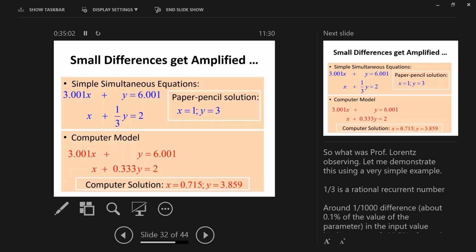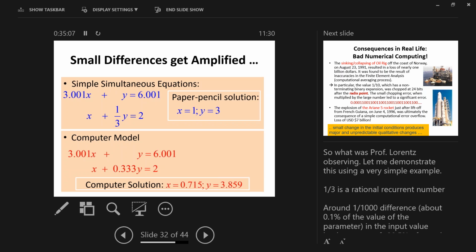In other words, when we're doing computation, we see that small truncations can lead to some very abnormal, chaotic behavior. And one can do this. You don't need a very high level of mathematics here. Here I've given simple simultaneous equations. A paper and pencil exercise will show you that x equals 1, y equals 3. Whereas if you try to do this, I think most computers will give you good, accurate solutions these days.